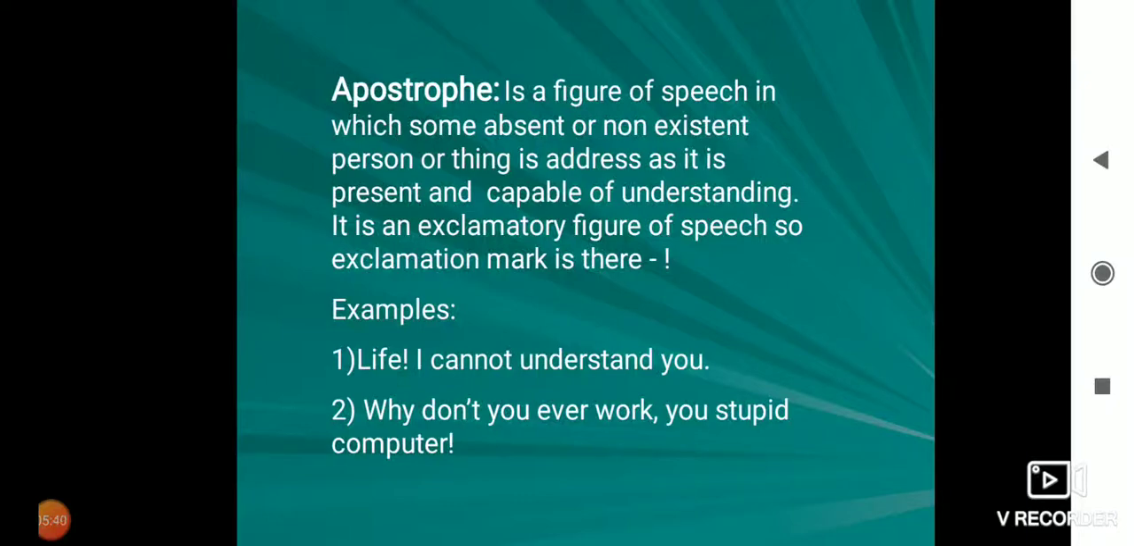Let's see the examples. First, life! I cannot understand. Here we are talking to life as if it is a living object and is capable of understanding us. Also see the exclamation mark after the word life. Second, why don't you ever work, you stupid computer? Here we are talking to a computer as if it is a living thing and is capable of understanding what we are saying.